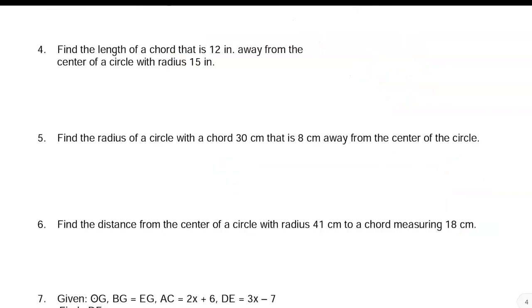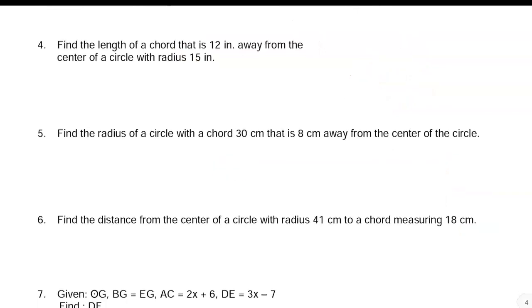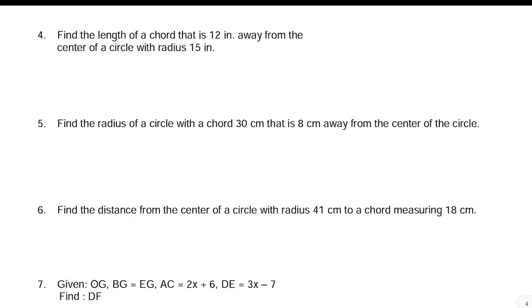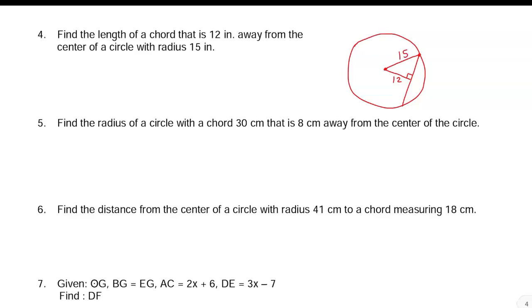Number 4, find the length of a chord that is 12 inches away from the center of a circle with radius 15. So now you have to draw your own circle. So draw your own circle and draw in a chord. The chord is 12 inches away from the center. So draw a perpendicular distance and label it with 12 because the chord is 12 inches away from the center. The radius of the circle is 15. Draw in one of the radii. Maybe you go on this side. And it has length 15. So look at your right triangle. What kind of triangle is that?